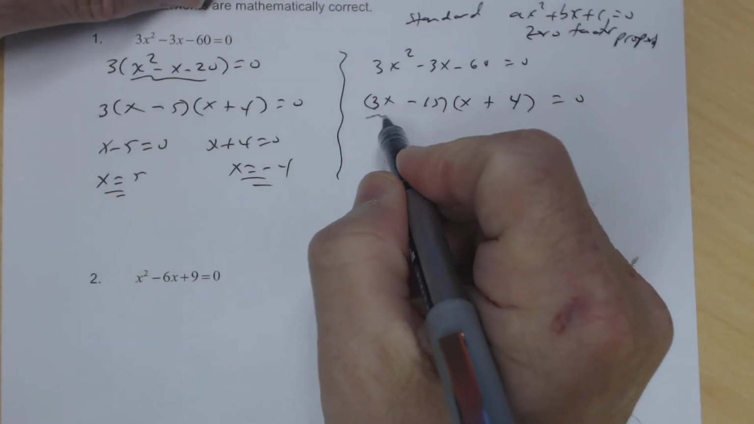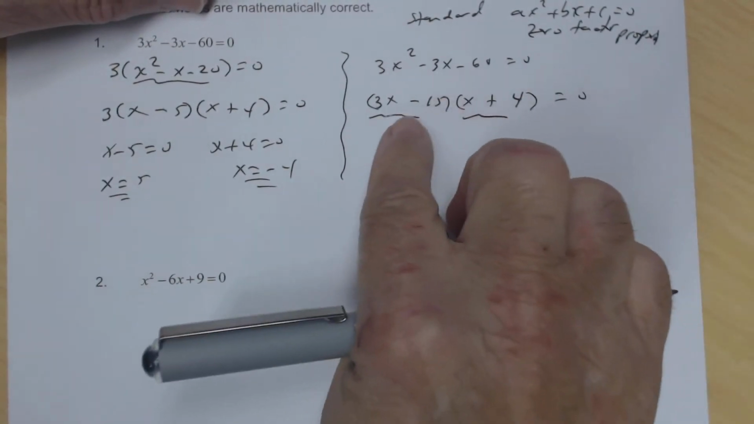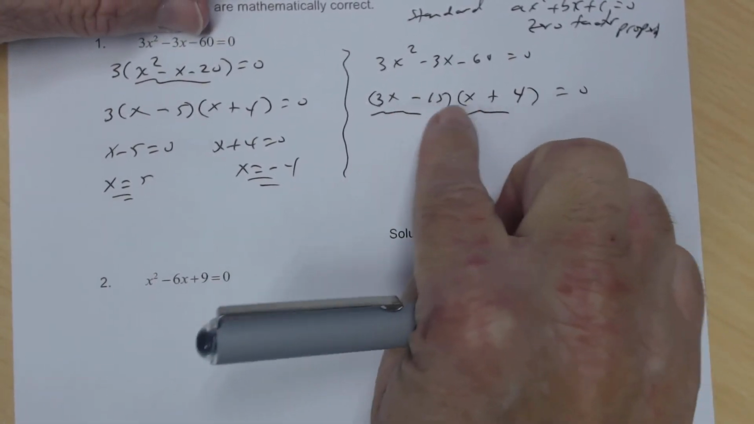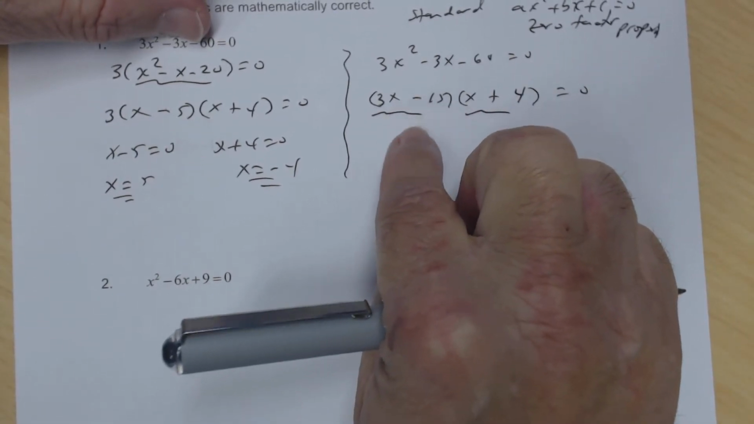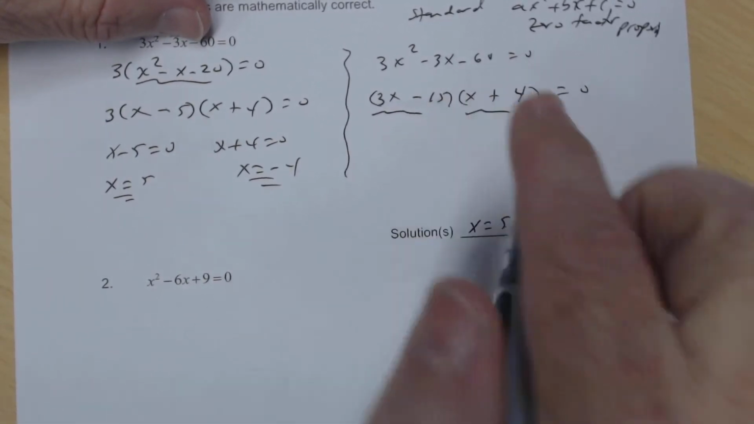And so if you set each one equal to 0, because remember you have 2 factors whose product is 0, according to the 0 factor property, one of them has to be 0.